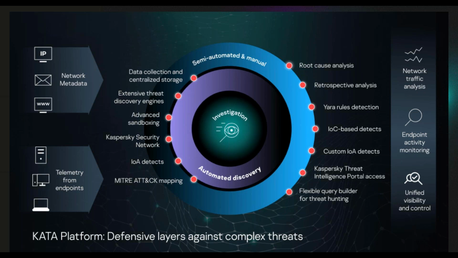But the idea is that this XDR solution is going to collect the telemetry from different sources, including the network metadata and also the telemetry from the endpoints, right? It has a lot of different capacities, like performing a root cause analysis, also analysis of the network traffic, YARA rules and indicators of compromise. Based on those indicators of compromise or indicators of attack, it's going to go ahead and detect it and stop it right there, right?